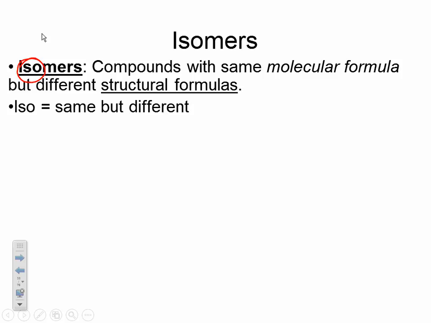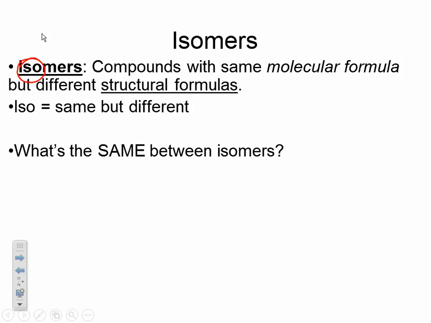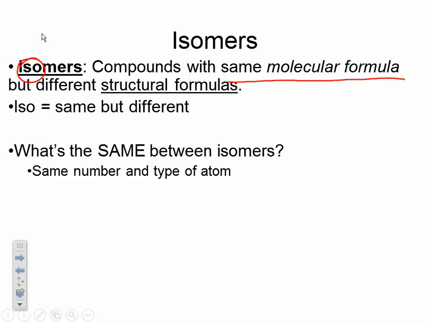In the context of organic chemistry, what's the same between isomers? Same molecular formula. Well, what does that mean? Molecular formula simply means the same number and type of atom. Molecular formula, that's just when you say how many of each element there are. H2O is a molecular formula. This is 2 hydrogens and 1 oxygen.